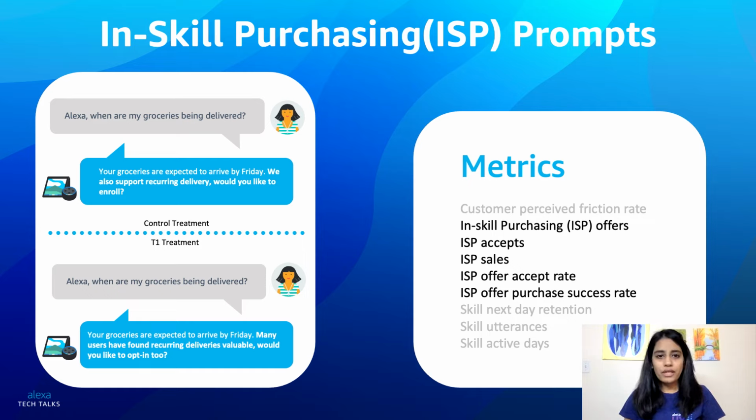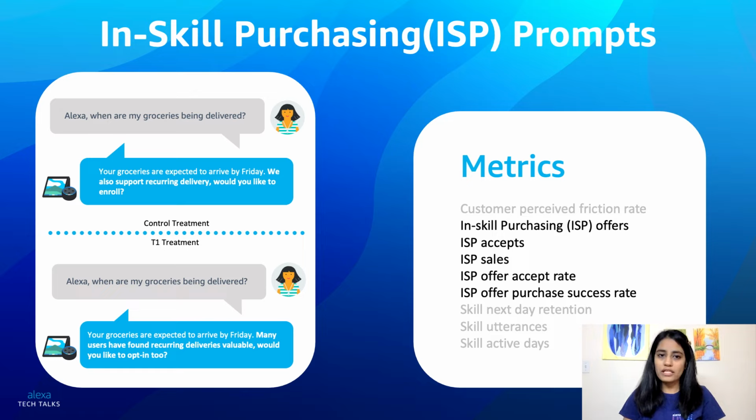The developer wants to try out a different upsell message to check if the change can increase conversions. The new prompt that the developer wants to try out is, "Many users have found recurring deliveries valuable. Would you like to opt in too?" to make it more relatable to the customers. Depending on the outcome of the test, you can determine the optimal prompt that will lead to the most paid conversions.